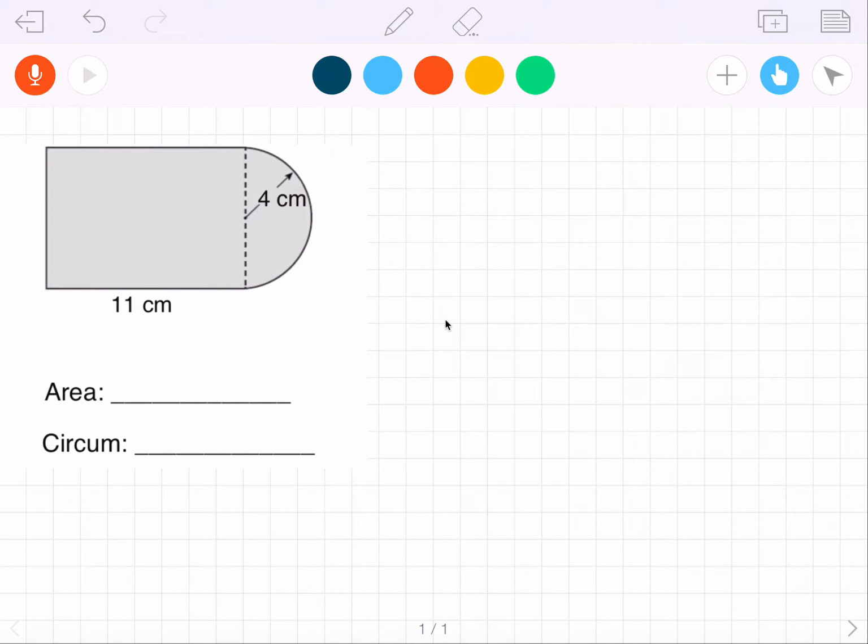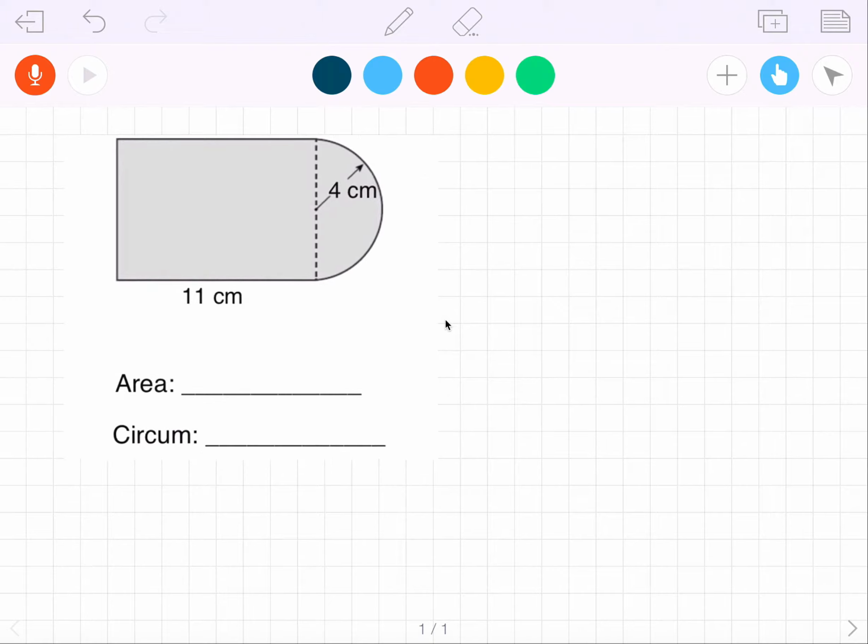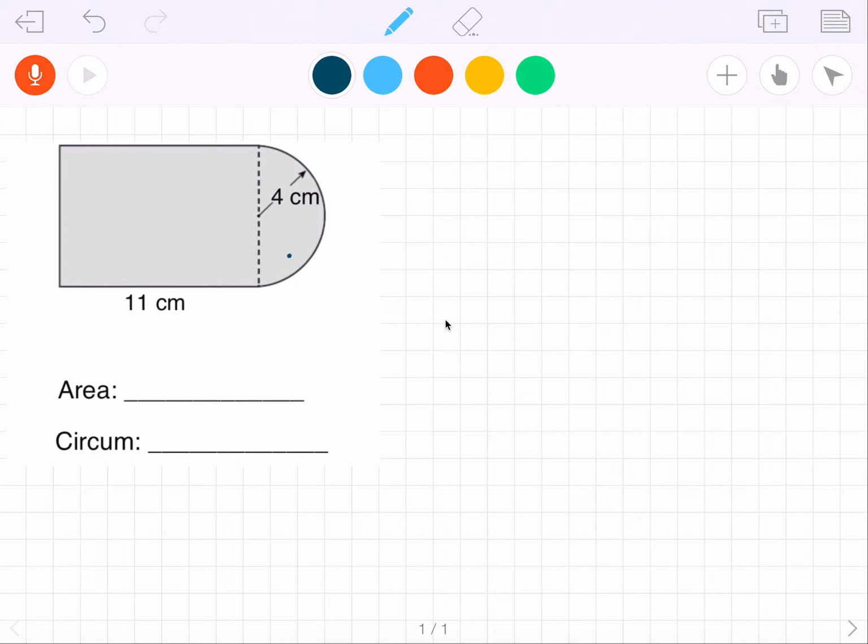Okay, so in today's video, we're going to have a go at answering this question here. This is a compound shape. What makes it a compound shape is the fact that it is more than one shape put together.